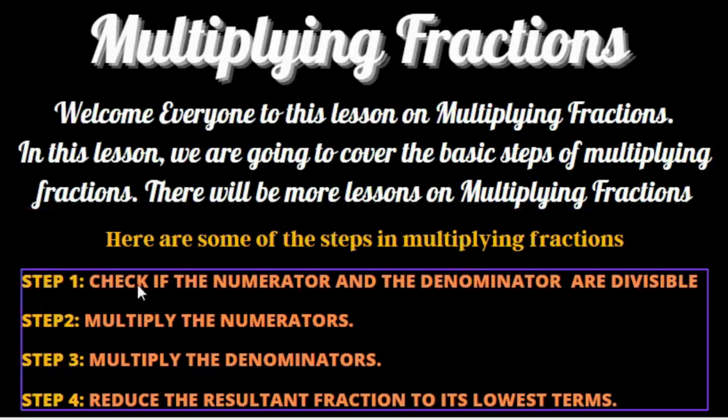Step 1. Check if the numerator and the denominator are divisible. Step 2. Multiply the numerators. Step 3. Multiply the denominators. Step 4. Reduce the resultant fraction to its lowest term.